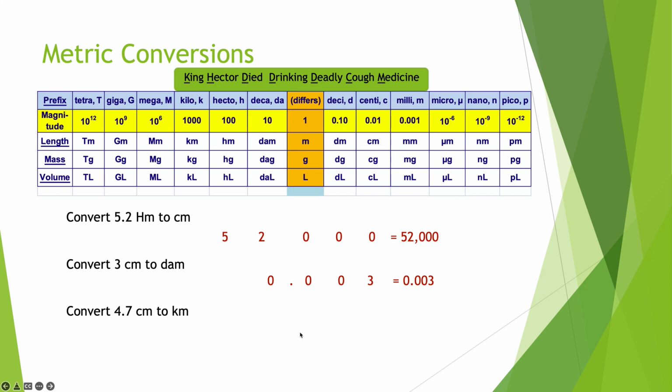Last, 4.7 centimeters to kilometers. So I have to put that decimal to 4.7 so that the point is on the right side of the centi column. And then I just keep filling it in backwards and moving the decimal until I get it on the right-hand side of the kilo column. That gives me 4 zeros, 0.000047. So that's how I apply metric conversions.